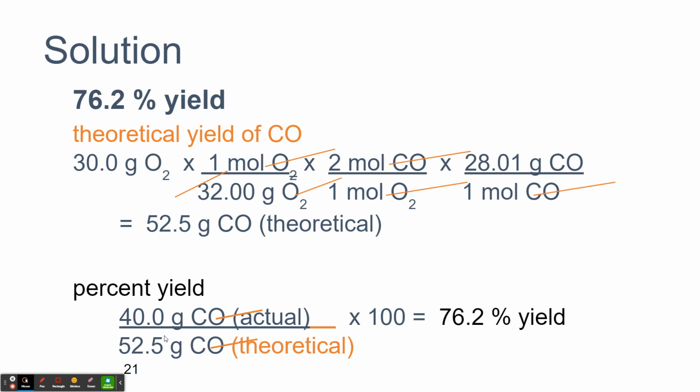52.5 goes on the bottom because that's what we should have gotten back. That's our whole. That's out of 100 there. 40 grams is what we did get back, and that was given in the problem. So we do our actual over our theoretical, or experimental over calculated, either way you want to say it. Whatever helps you remember, times 100 gives us a 76% yield.